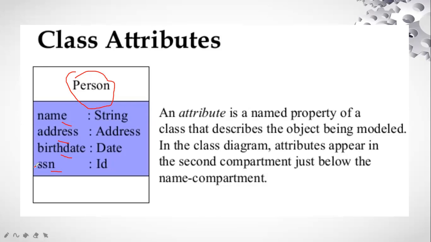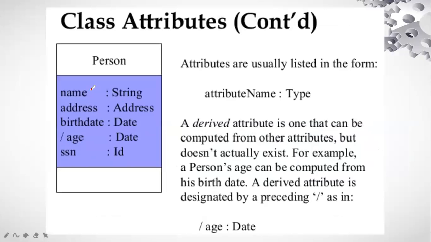Now, in this format, there are different ways in which we can show the attributes. You can see here that at the age there is a slash, right? What does this slash denote?